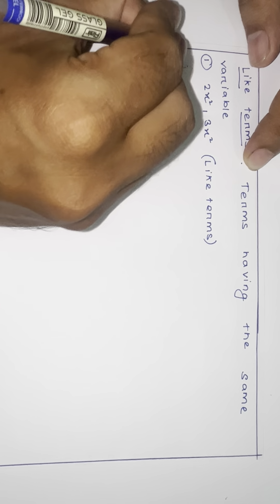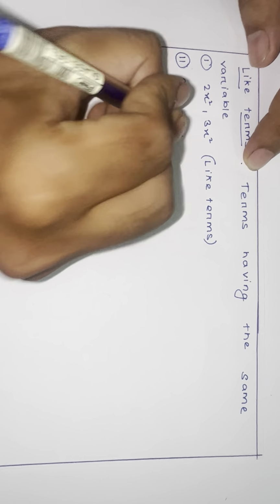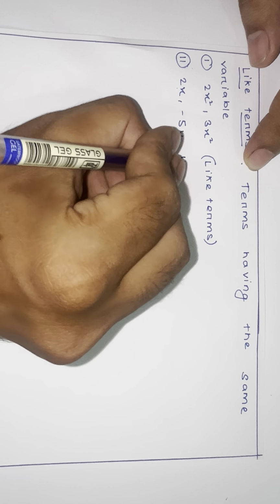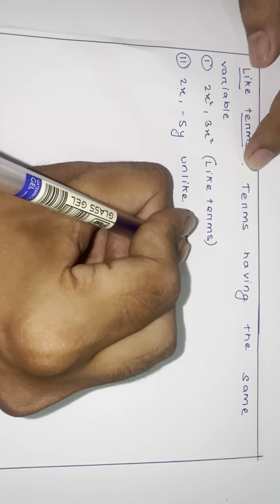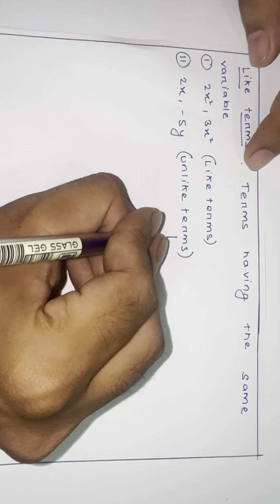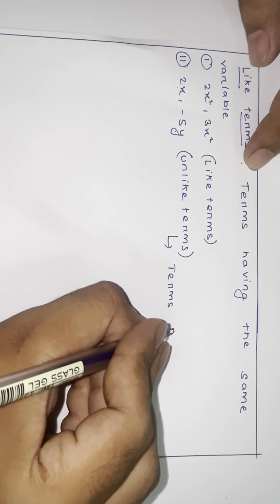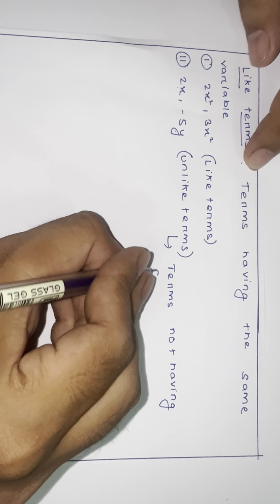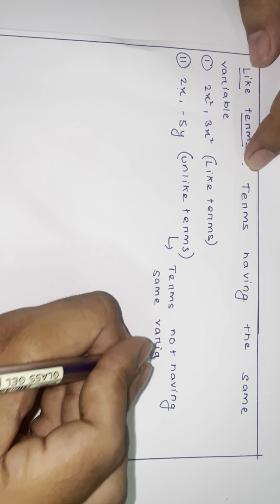Again, if I take a second example, 2x minus 5y. Here the variable is x and here the variable is y. So what kind of terms are they? They are unlike terms. Okay, so you can define unlike terms here also. Unlike terms are terms not having the same variable. In short form, they don't have the same letter.